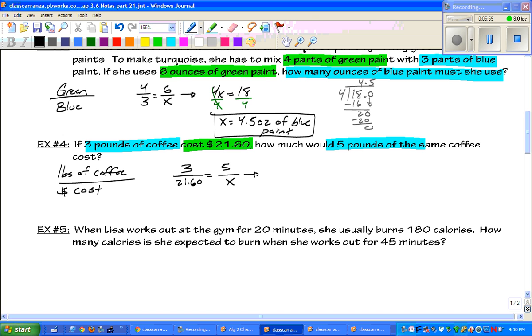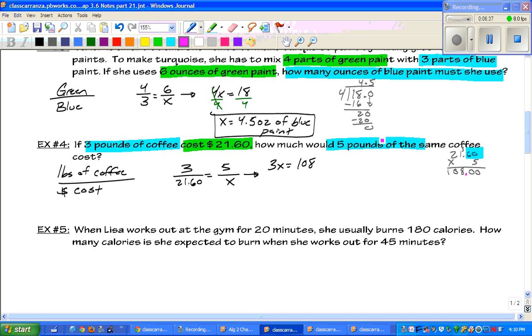All right, cross multiplication, you're going to get 3x equals, ooh, that I don't know. So off to the side, let's multiply. 5 times 0, 0. 5 times 6, 30. 5 times 1 is 5, plus 3 is 8, and 10. Now we're not done because there are 2 numbers behind the decimal. So that equals 108.